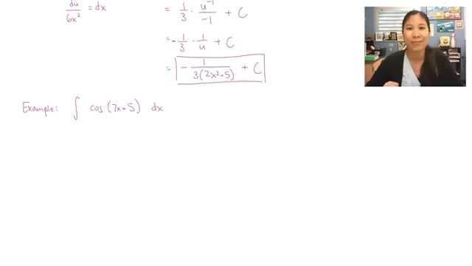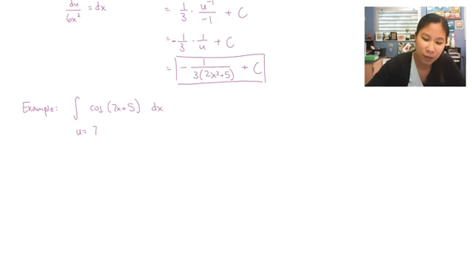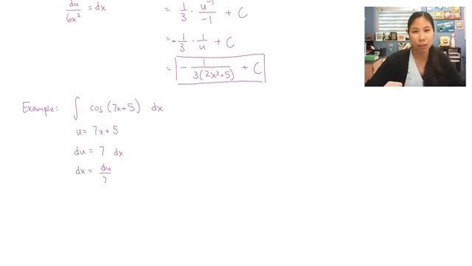All right. And of course, for my last example, I'm going to throw in some trig. So for this problem, obviously parentheses indicate what you're going to use for u. So if we're trying to find the integral of cosine of 7x plus 5, then u is going to be 7x plus 5, which makes du equal to 7 dx. And then getting dx by itself, I can divide both sides by 7 to get du over 7.